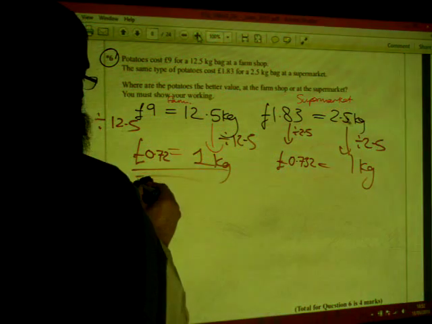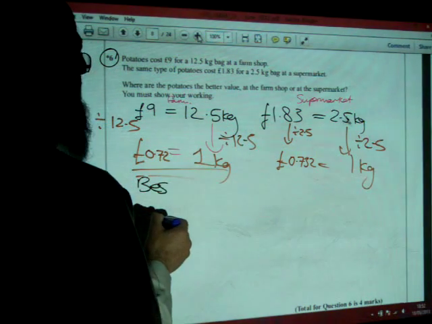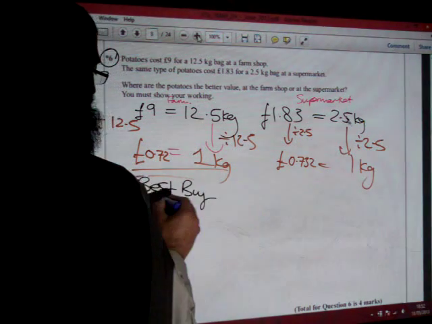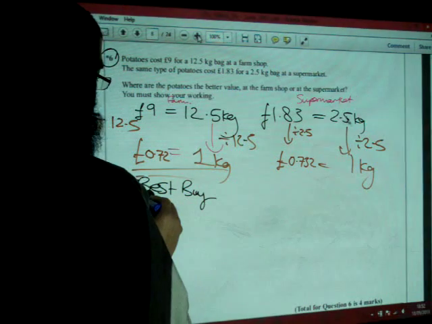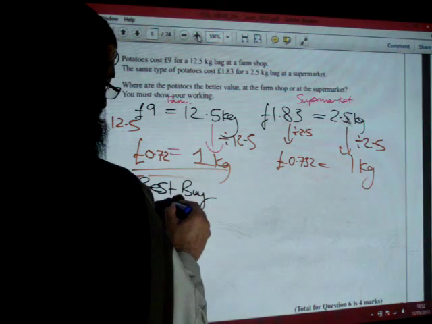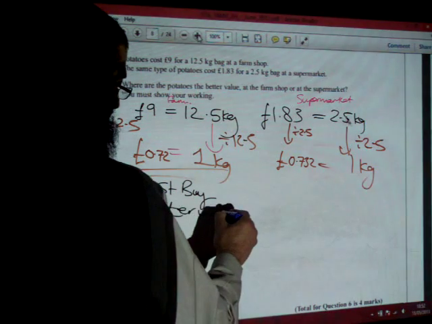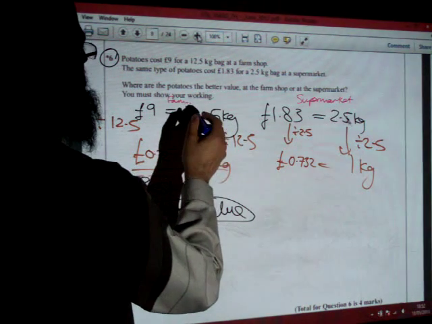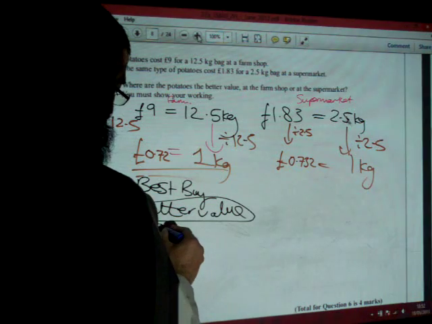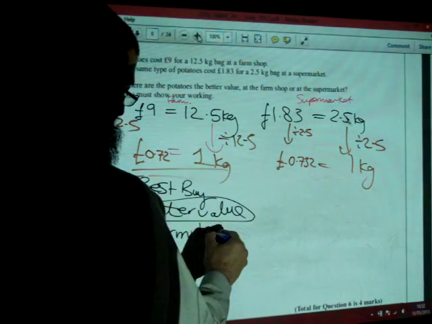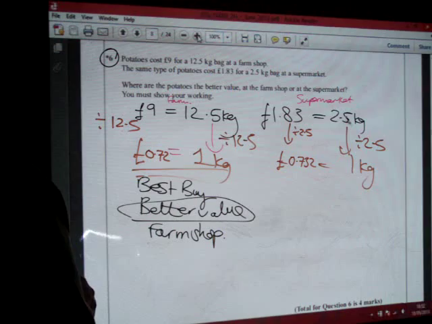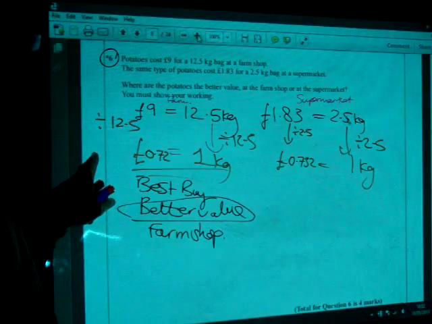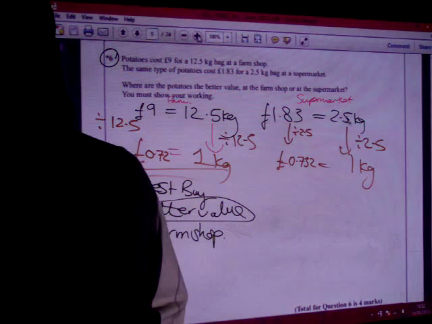So we say best buy, or the language that they use, which is better value. So that's going to be the farm shop. Okay, folks. Right, are we happy with that? Yeah. Good. Let's move on.